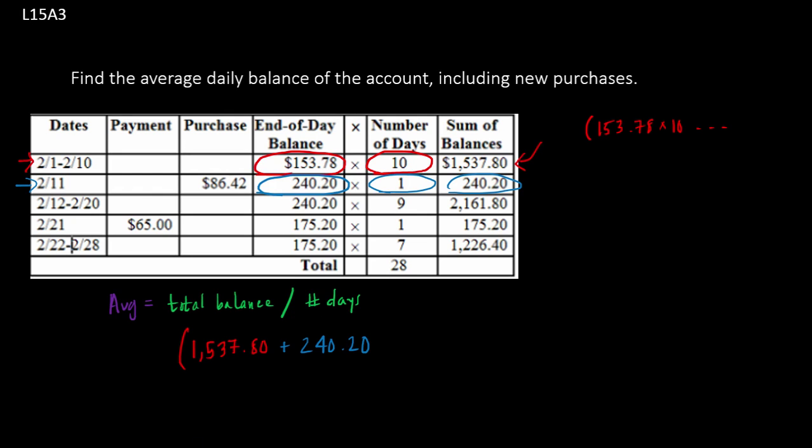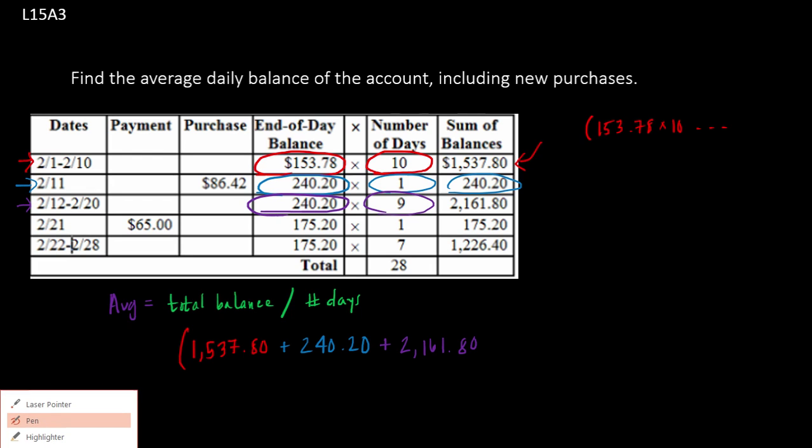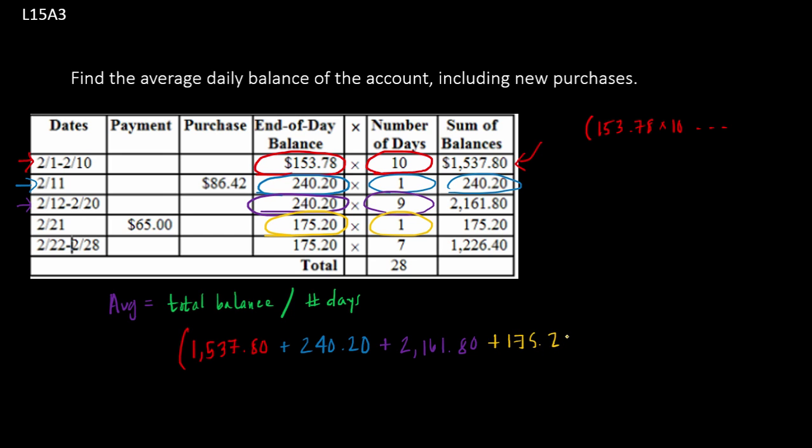Okay, let's look at the next one. On the next date range, the balance was $240.20 for 9 days. So they took that number and multiplied it by 9 to get $2,161.80. Next, we have $175.20. That was the balance for 1 day, so we add $175.20. And finally, we have $175.20 for 7 days. $175.20 times 7 is $1,226.40. Okay, so this is our grand total.